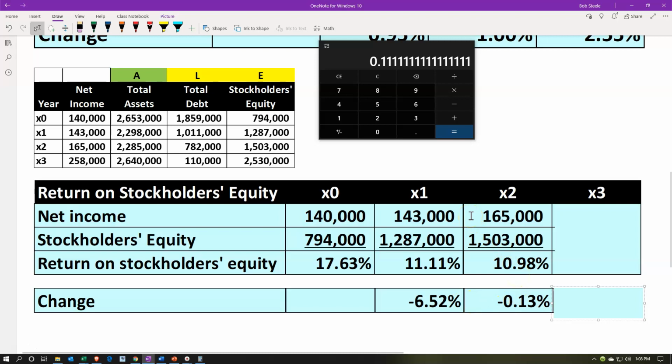Well, net income is going up. So once again, you wouldn't think that it would be going down. But if you compare the stockholders' equity went up as well, it went up at a higher rate than the increase in the net income. So why is that? Well, again, if you look at the debt and the equity, you can see that the debt is going down and the equity is going up.